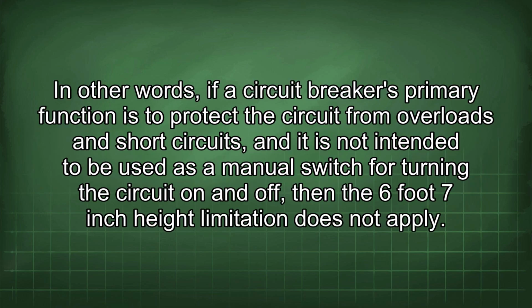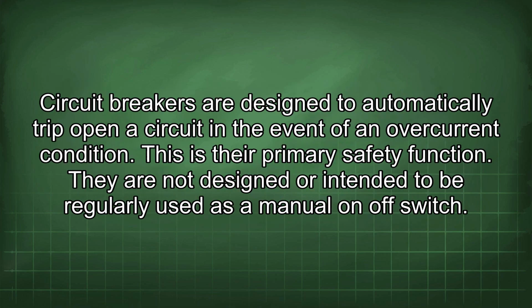In other words, if a circuit breaker's primary function is to protect the circuit from overloads and short circuits, and it is not intended to be used as a manual switch for turning the circuit on and off, then the 6 foot 7 inch height limitation does not apply. Circuit breakers are designed to automatically trip open a circuit in the event of an overcurrent condition. This is their primary safety function. They are not designed or intended to be regularly used as a manual on-off switch.